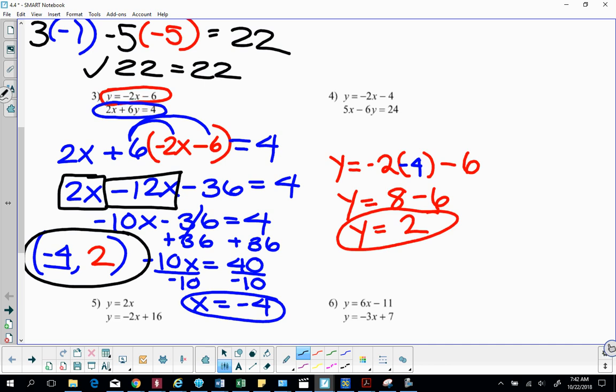So does this make sense? You know how we've been graphing? Instead of getting both in slope-intercept form and sitting there and graphing it, they're just giving us the point where they intersect. So the point where the two lines meet is negative 4 comma 2. So it's still the same thing, just a different way.